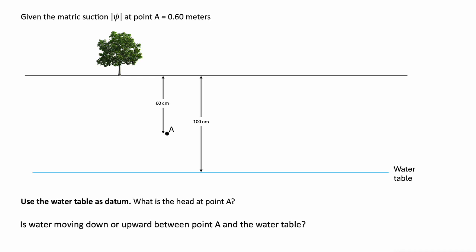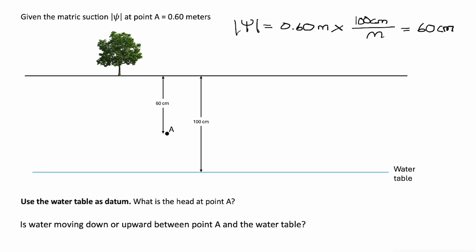Okay, so for this first problem, we're given a point A in the soil zone above the water table, and we're told that the metric suction is 0.60 meters. Just to be clear, because we might sometimes want to work in centimeters, if the suction here is equal to 0.60 meters, remember that there are 100 centimeters per meter, so this is equal to 60 centimeters. We can work either in meters or centimeters, but we need to pick one of the two.